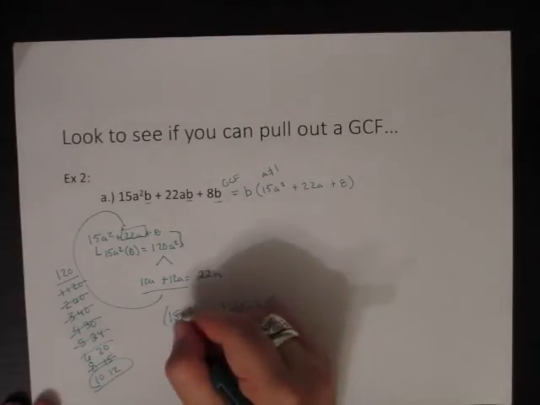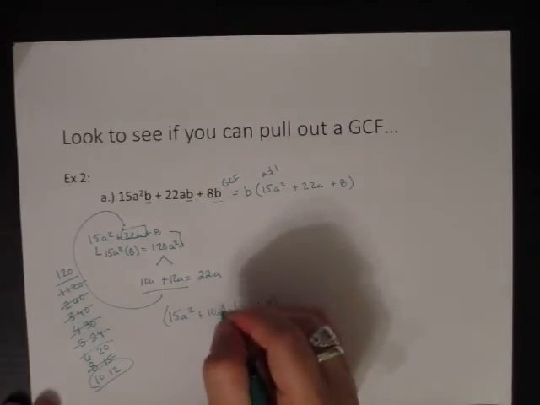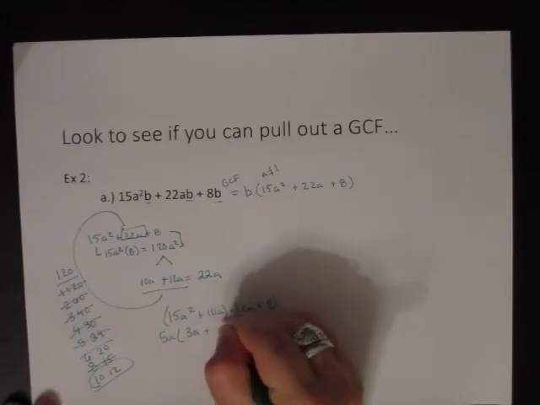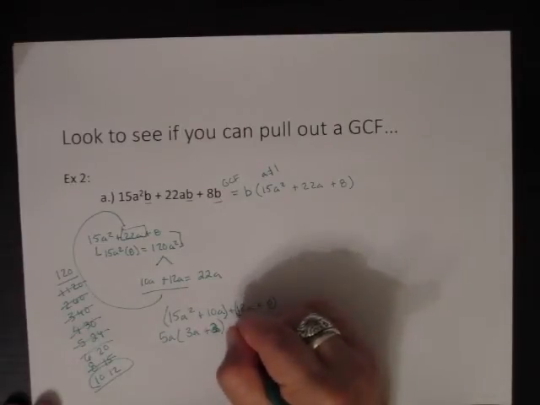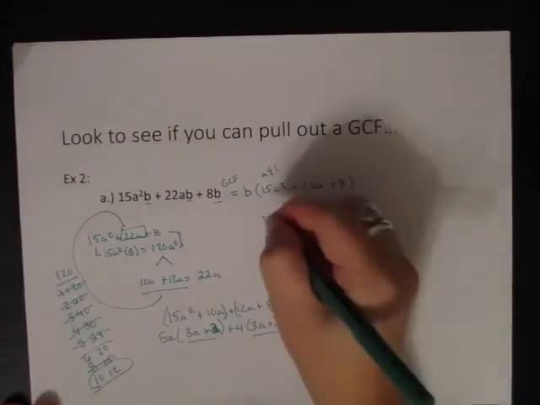Out of my first group, the 15a squared plus 10a, what I can pull out is a 5a, and it will leave me with 3a plus 2. With my second group, I can pull out a 4, which will leave me with 3a plus 2. I got my common binomials.